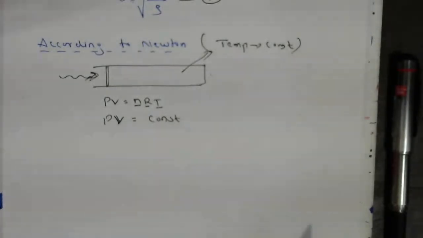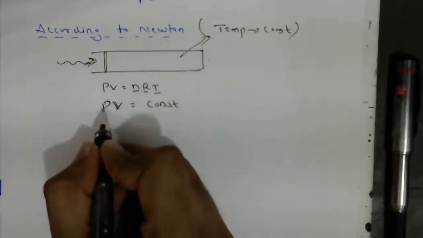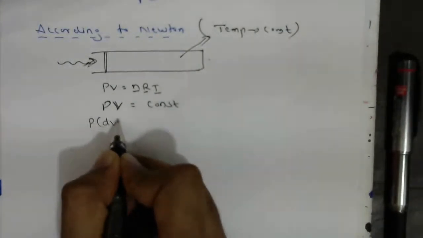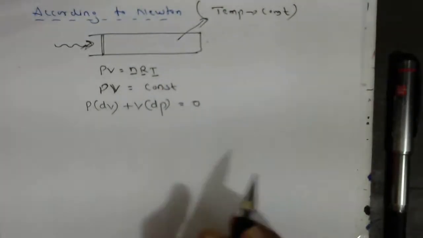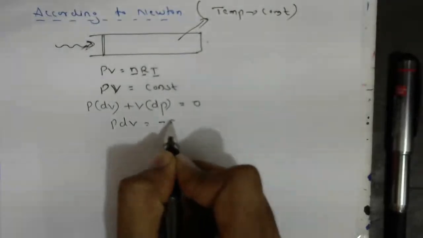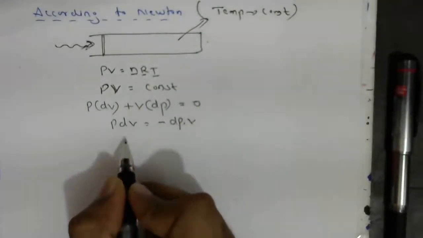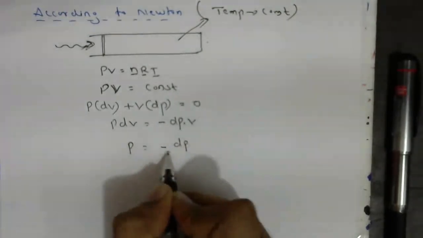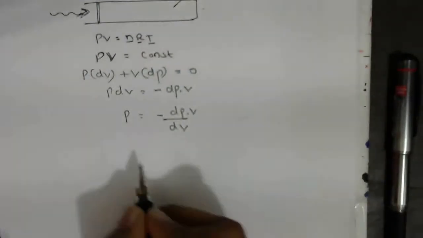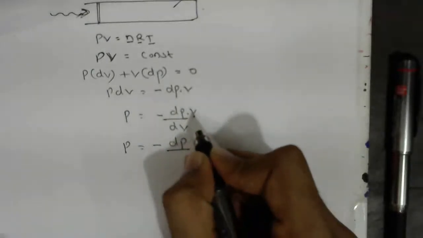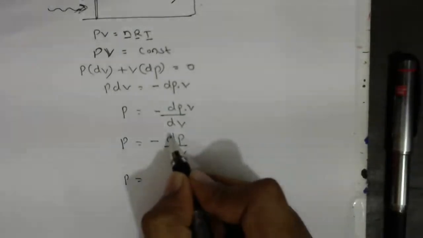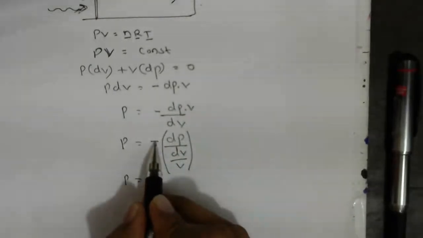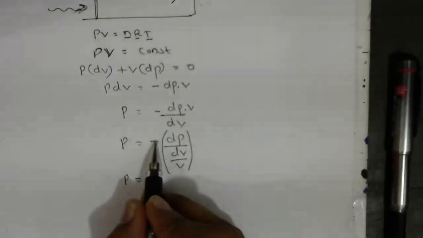That's why we differentiate this with respect to pressure and volume. First term as it is times differential of the second term, plus second term as it is times differential of the first term, is equal to 0. Why? Because the differential of a constant is 0. Now P dV keep as it is, equal to minus dP into V. Now P is equal to minus dP into V divided by dV. We can take this V from the numerator to the denominator, so we get dV by V. This P is equal to, this is nothing but the bulk modulus, including the negative sign. It is the bulk modulus. Why? Because the negative sign indicates a decrease in volume.